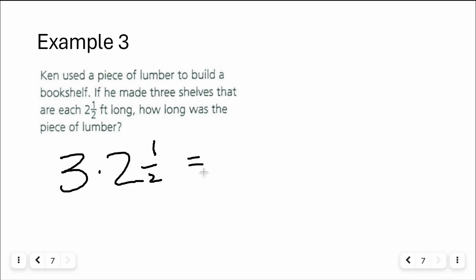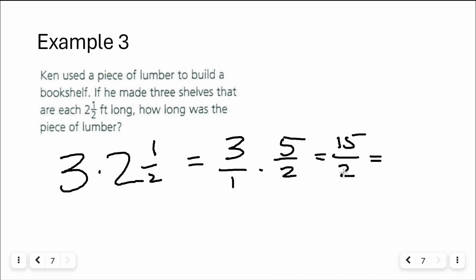But since it's the multiplying mixed numbers video, we'll do it with multiplication. So we got 3 over 1. 2.5 is 5 over 2. Multiply straight across. 3 times 5 is 15. 2 times 1 is 2. 2 goes into 15 7 times with 1 left over. 7.5 could be my answer.